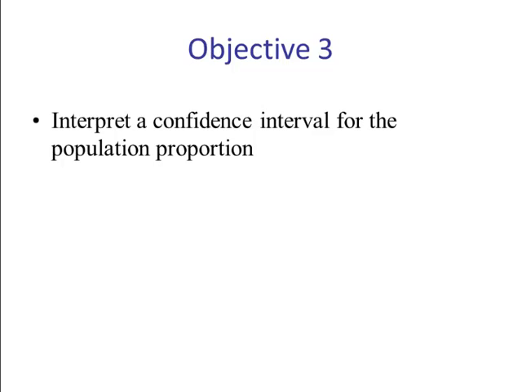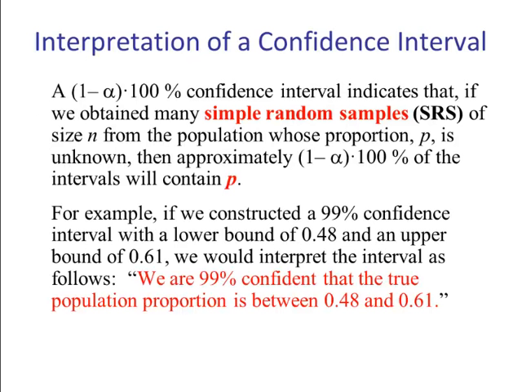Lesson objective: interpretation of the confidence interval. A 1 minus alpha times 100% confidence interval indicates that if we obtain many simple random samples of size n from a population whose proportion p is unknown, then approximately 1 minus alpha times 100% of the intervals will contain p. Now, what does that really mean?